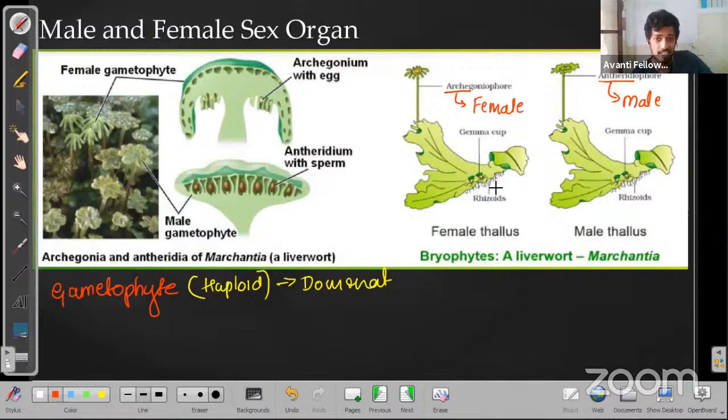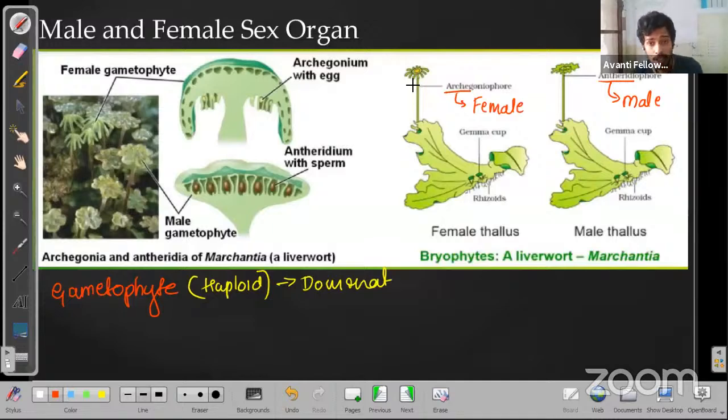Sometimes they will ask about this structure and ask you which one is male and which one is female. That we will see later, Nayana. I'm explaining it, wait. So if they give the structure and ask which one is male and which one is female without labeling it, how do we differentiate it?